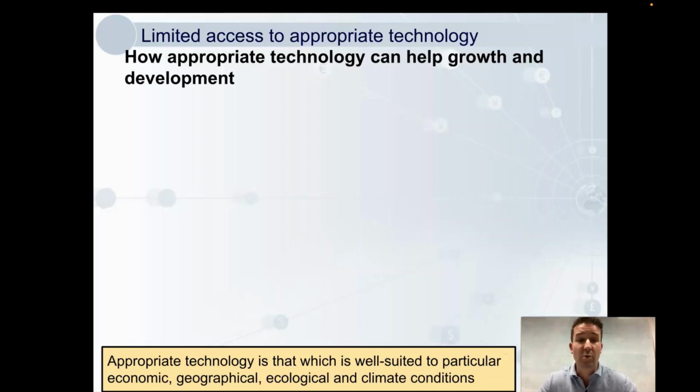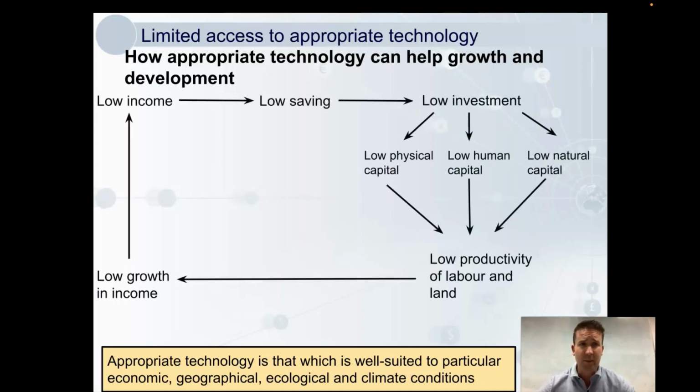Limited access to appropriate technology. Appropriate technology is technology that is well suited to particular economic, geographical, ecological, and climate conditions. So how it can help is that appropriate technology can help break this poverty cycle. With the physical capital here, the technology can increase the productivity of labour and land, which can lead to higher growth in income, higher incomes, and then that cycle can continue on perhaps.